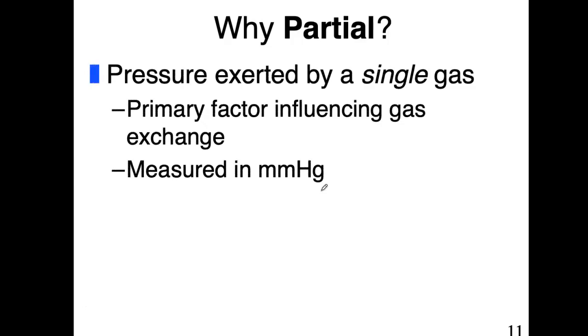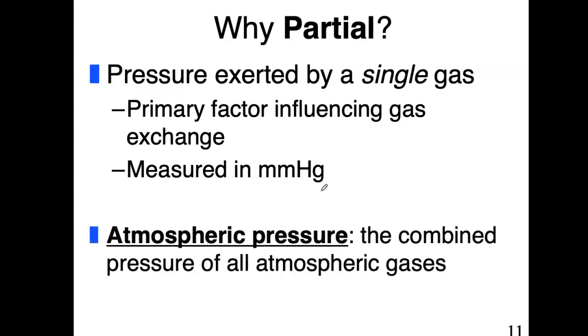This slide is asking why partial. So pressure is exerted by a single gas, and the primary factor affecting that gas exchange is going to be measured in millimeters of mercury, and just think of partial as being a portion of the total of the gas where it's found. And atmospheric pressure is the combined pressure of all atmospheric gases. Okay, but when we're talking about pressure of oxygen, it's just a piece of that atmospheric, or of CO2. It's just a piece, it's partial.